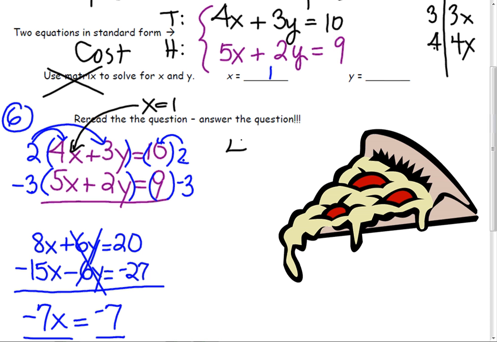So it's 4 times 1 plus 3 times y equals 10. Don't do the multiplied out one because that's too big. So Jake, what did you get when you solved that?